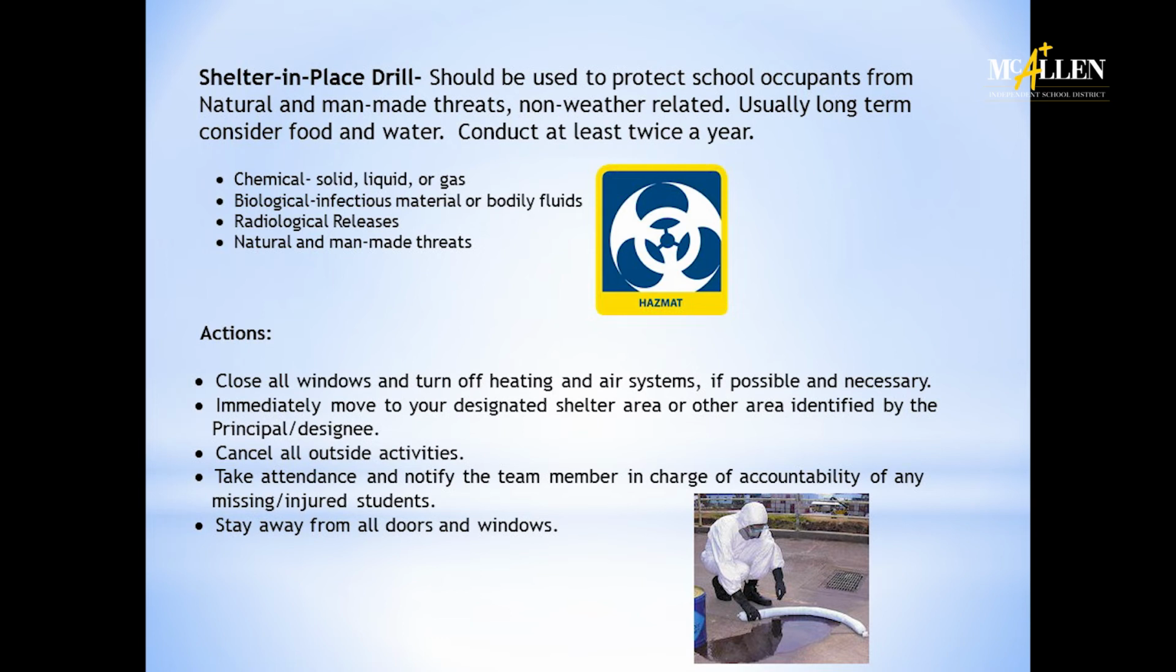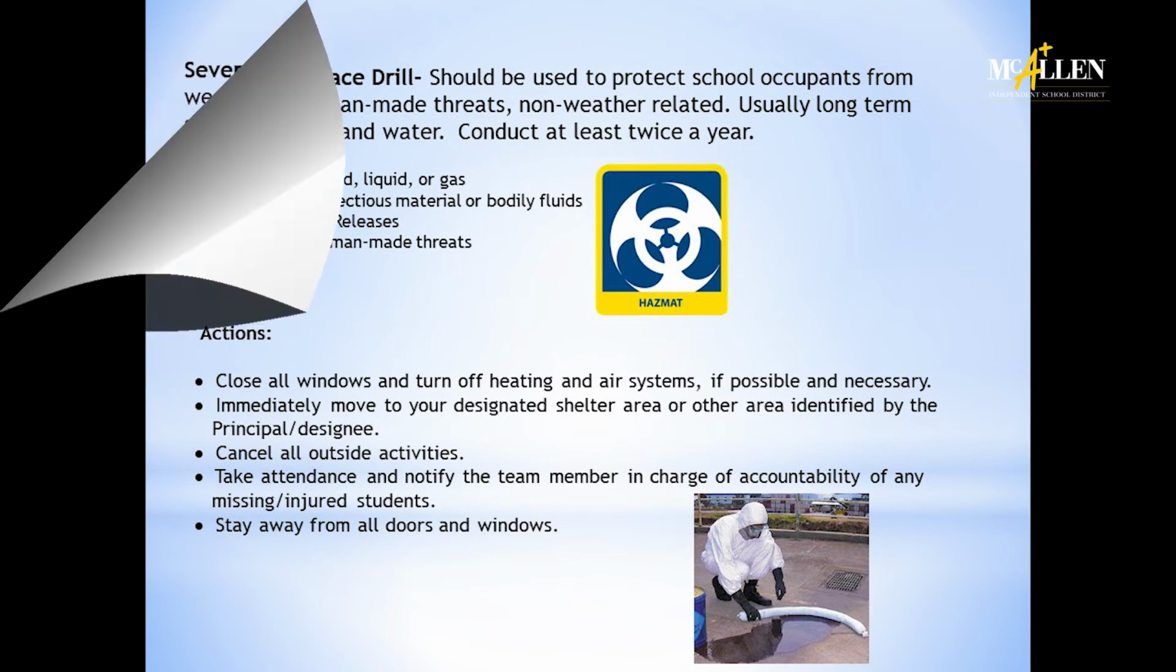What actions should you take? Close all windows, turn off all heating and air systems if possible and necessary. Immediately move to your designated shelter area or other area identified by the principal or designee. Cancel all outside activity. Take attendance and notify the team member in charge of accountability of any missing or injured students. Stay away from all doors and windows.